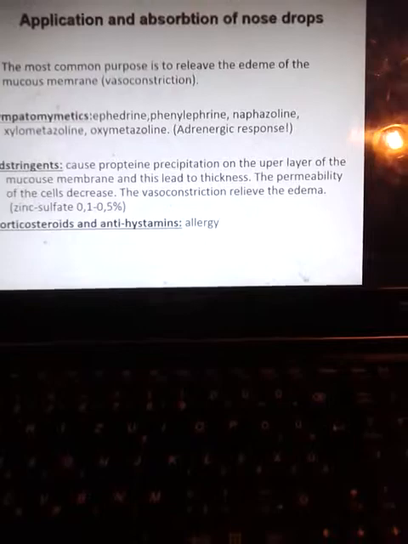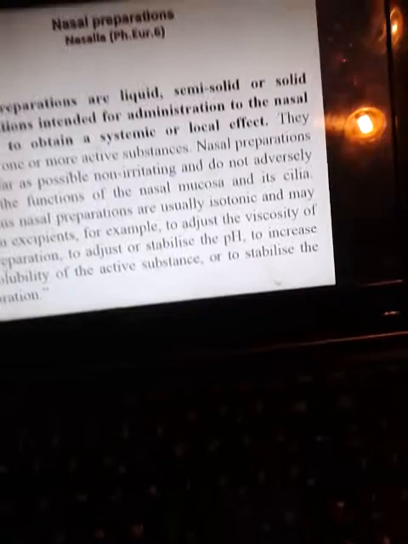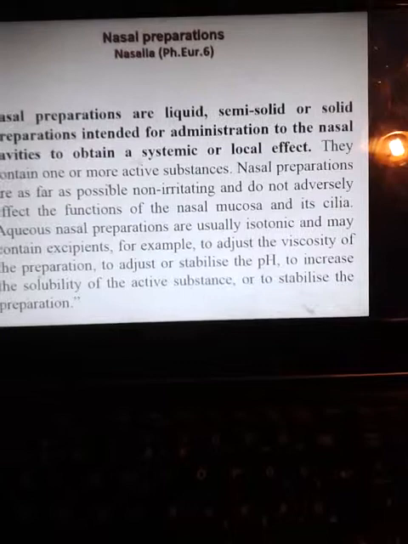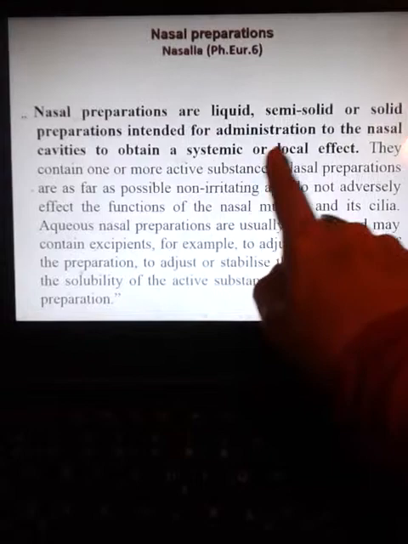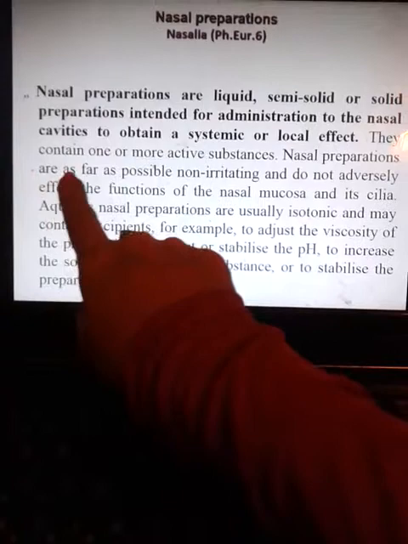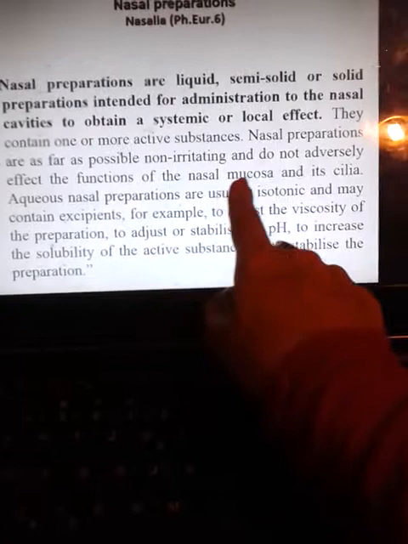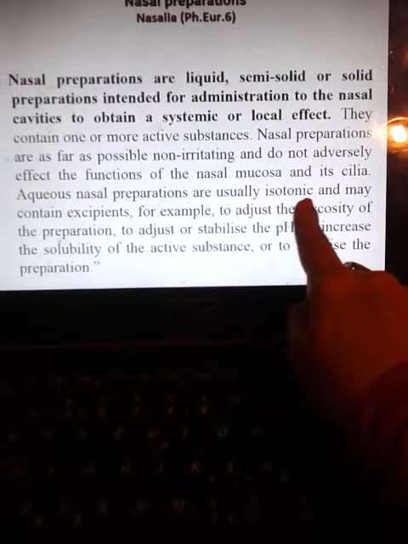Nasal preparation, nasalia. Nasal preparations are liquid, semi-solid, or solid preparations intended for administration to the nasal cavity to obtain a systemic or local effect. They contain one or more active substances. Nasal preparations are as far as possible non-irritating and do not adversely affect the function of the nasal mucosa and its cilia. Aqueous nasal preparations are usually isotonic and may contain excipients also.